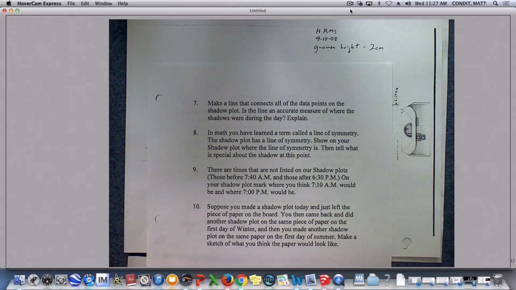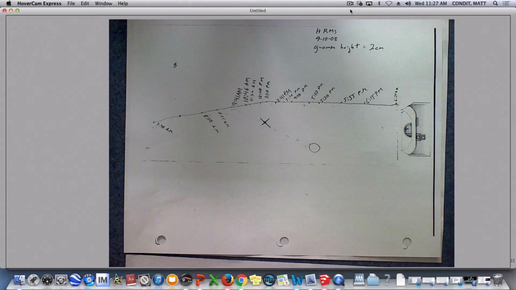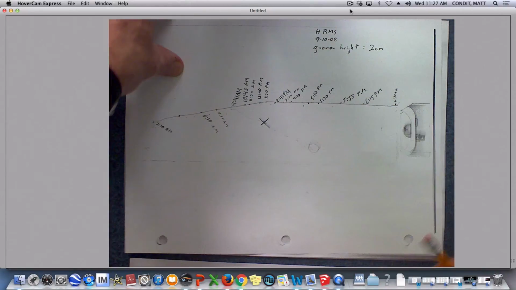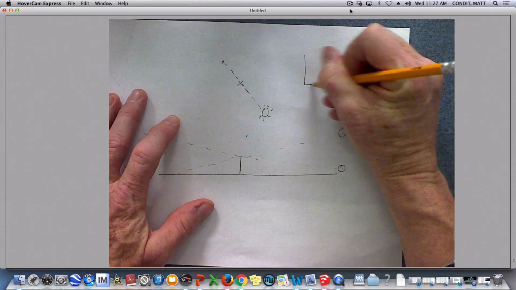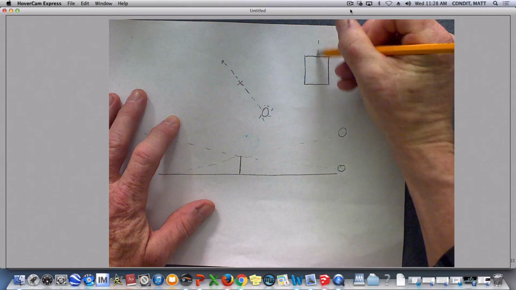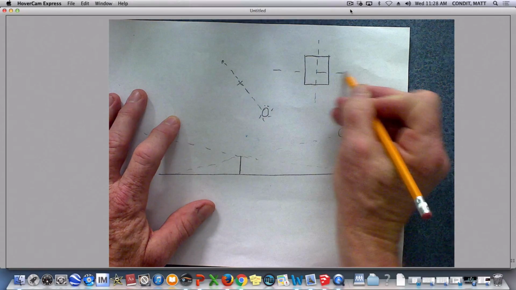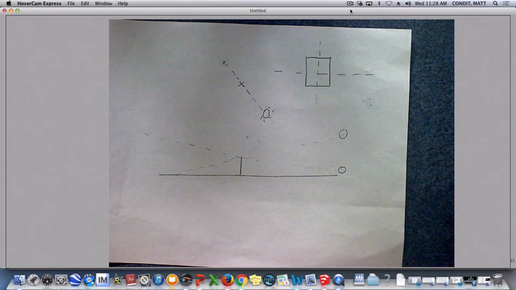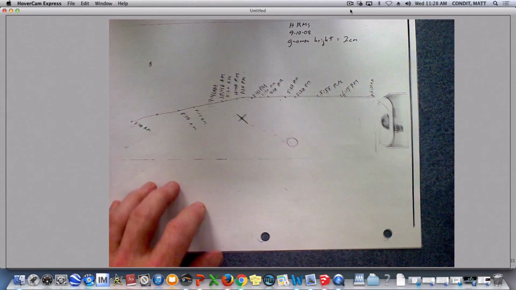Now, number 8 gives people a lot of trouble. It says, in math, you've learned a term called a line of symmetry, which breaks things in half. So a line of symmetry, just for a little math review, is something like if you have a rectangle, not a square. This has 2 lines of symmetry. One line of symmetry is right like that, because you could fold it and the sides would meet. The other line of symmetry is like that for the same reason. Again, mine aren't perfect. I did them freehand, but that's a line of symmetry. So the question would be, do our shadow plots have a line of symmetry?